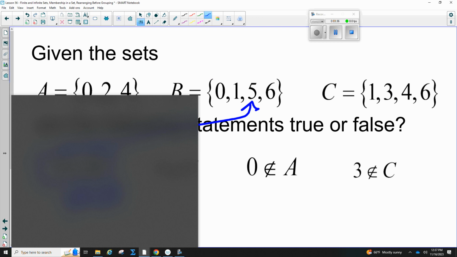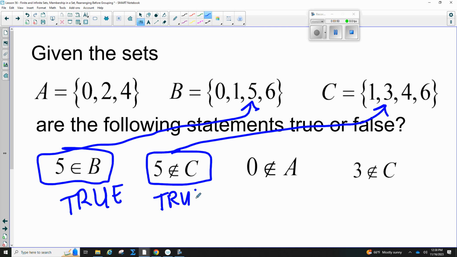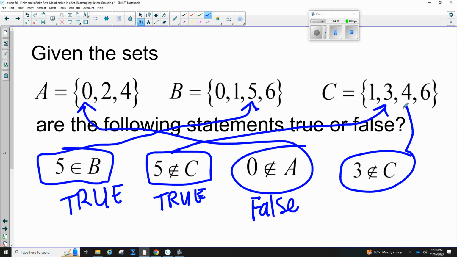Okay. Now this next one says 5 is not an element of C. And you would go look over here at C and see if that's true. And that is true. 5 is not an element of C. So that is true. Okay. 0 is not an element of A. And you would go look over here at A, and that would be what? False. Because it says not an element, and it is an element of A. All right, and then I have 3 is not an element of C. That is false, because it is an element of C.